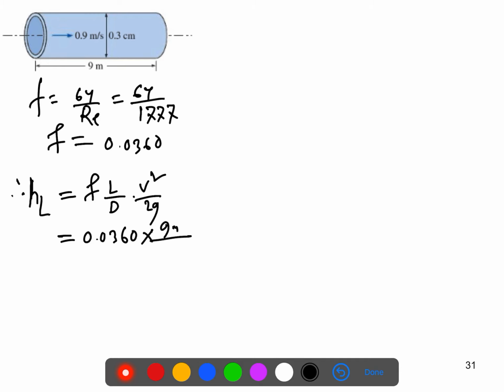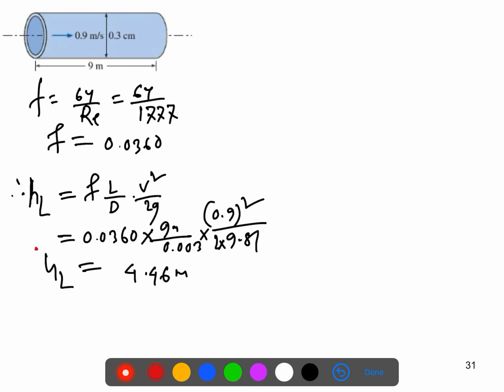Diameter is 0.003. Velocity is 0.9, squared, and the gravity, 2 into 9.81 or 9.8. So if we solve this, we'll get 4.46 meter. So this is H_L, the head loss. So we calculated the head loss.